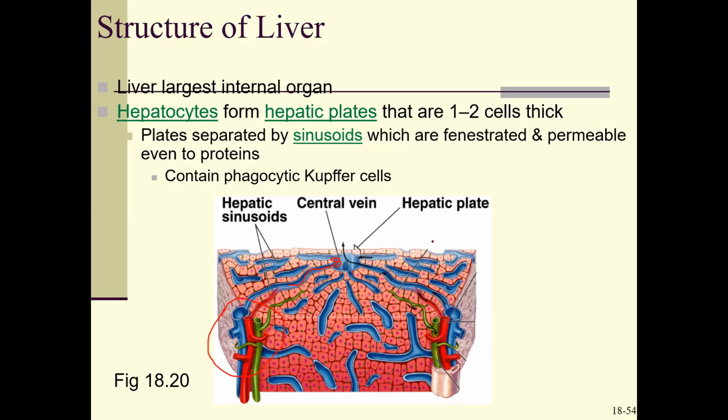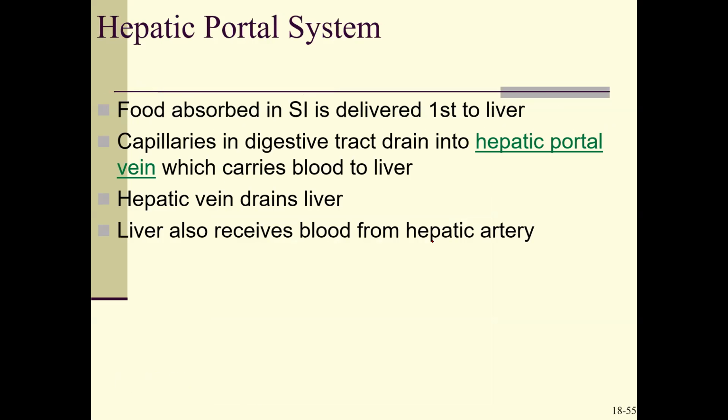Also, another thing about the liver, you could donate 90% of your liver and it would grow back. This is a tissue with tremendous regenerative capacity. All right, so I hope I hammered that home. Food absorbed in the small intestine is first delivered to the liver. So let's underline that so everybody knows that's really important.